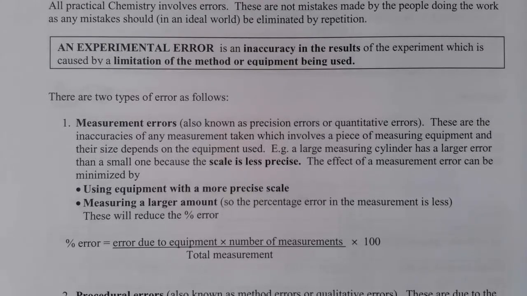So before we have a look at the experiment, we need to be thinking about what we mean by errors, an experimental error. So an experimental error is an inaccuracy in the results of the experiment which is caused by a limitation of the method or the equipment being used. And there are two main types of error.